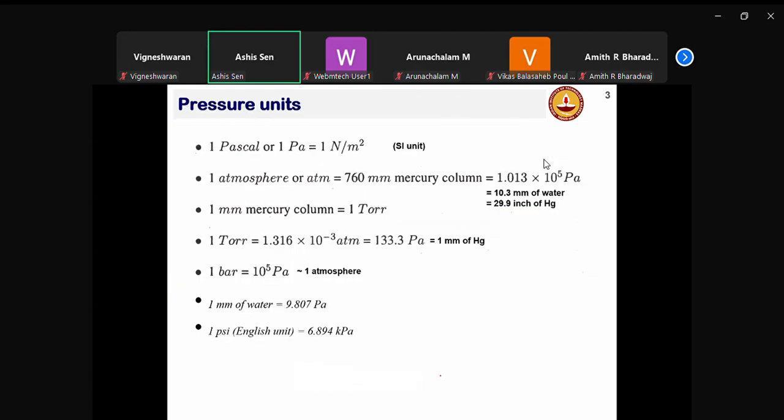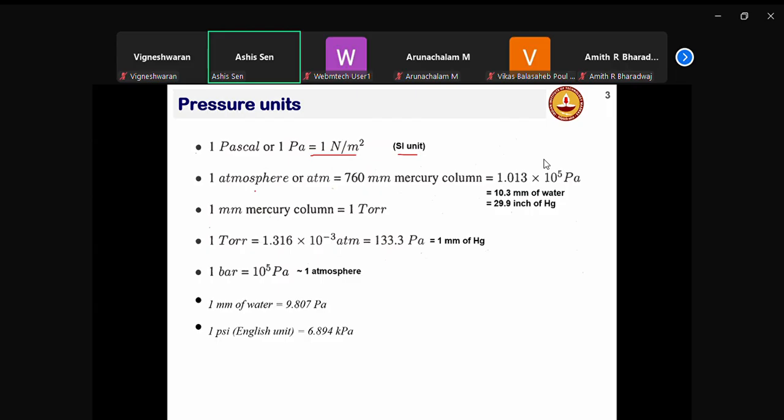Now let us try to understand different units of pressure. Pressure is really very important in many industrial and day-to-day life applications. So we need to know what are the different units in which pressure is expressed. The most common unit of pressure is Pascal, and Pascal is also known as Newton per meter square. This is the SI unit of pressure.